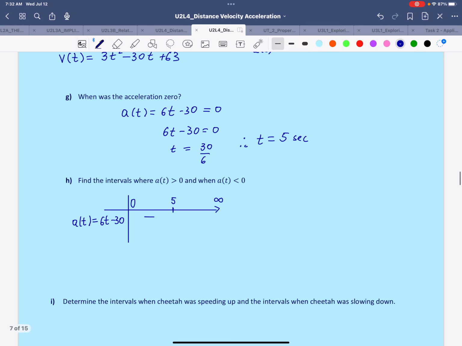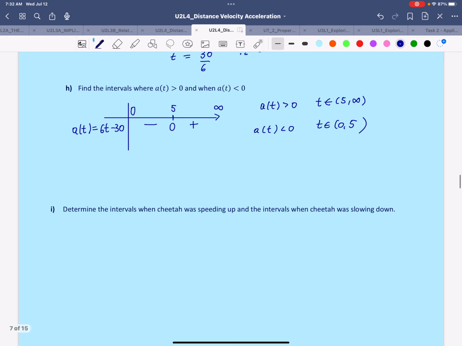So that means between 0 and 5 is negative, and 5 to infinity positive, and right at 5 is 0. So we're going to say that the acceleration will be positive for the time interval from 5 to infinity, and it will be negative within the time interval from 0 to 5. Now we need to find the intervals when the theta is speeding up or slowing down.